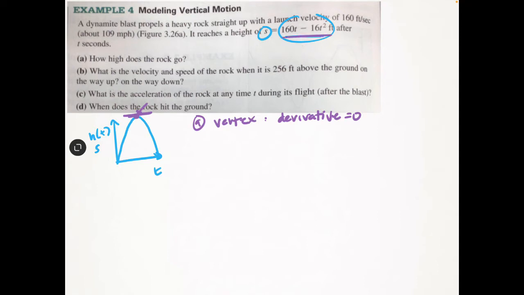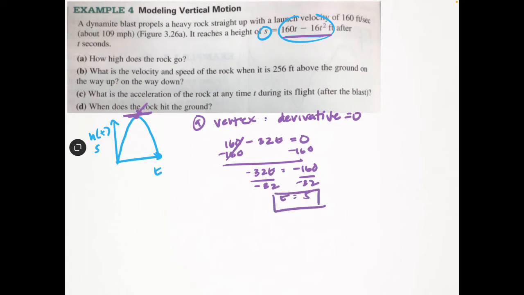All right, so let's do that. Let's find the derivative of 160t minus 16t squared. The derivative of 160t is 160. And then we drop down the 2 times the 16 is 32t. We're trying to find when this is equal to 0. So let's go ahead and solve this. And then divide by negative 32, and we end up with t equals 5. So we know after 5 seconds, it's going to reach its highest point.